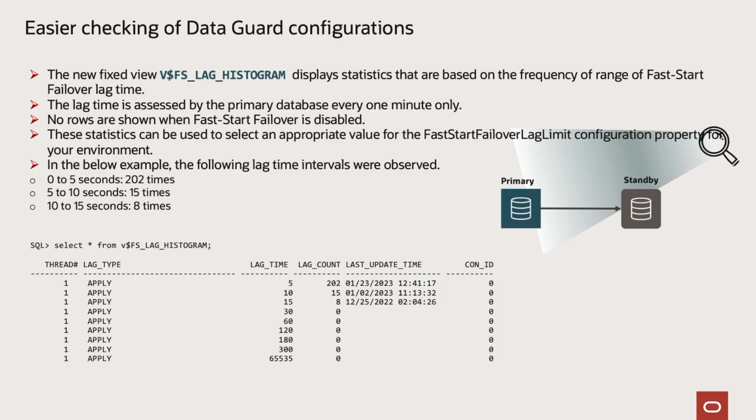Then there is another new fixed view, fs_lag_histogram, which displays statistics that are based on the frequency of range of fast start failover lag time. Now in this example, the following lag time intervals were observed: 0 to 5 seconds 202 times, 5 to 10 seconds 15 times, 10 to 15 seconds 8 times.